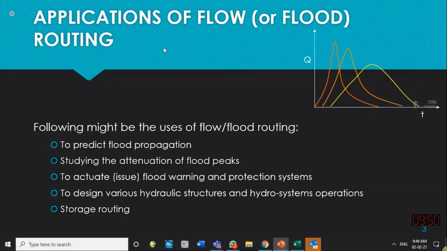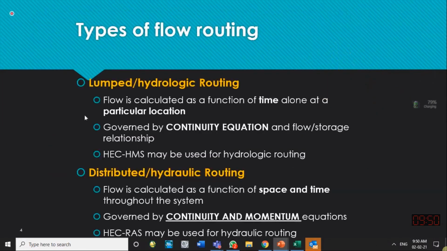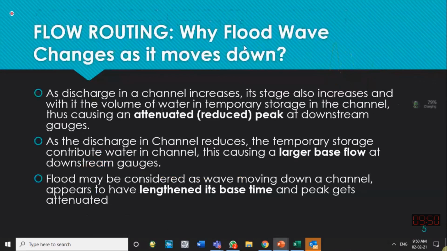Why do these changes occur? That is mentioned over here under flow routing. Why does the flood change as it moves down? As discharge in a channel increases when the flood comes, initially the flow level or stage increases, and with it the volume of water in temporary storage in the channel also increases. What is the temporary storage in the channel?